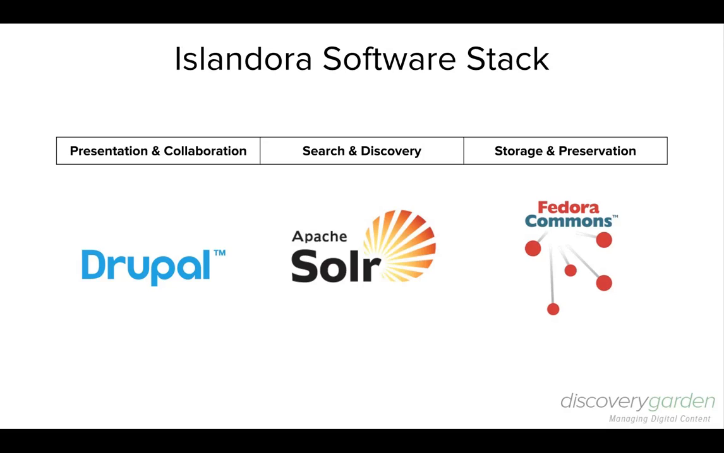And then the last component is Fedora Commons. We use it for storage and preservation. Fedora is where all of our information is stored. Using the terminology from the Fedora community, Fedora stores objects. Everything is an object. So a collection is an object, a PDF is an object, an image is an object. And the way that Fedora stores objects is it breaks the components down into what are called data streams.